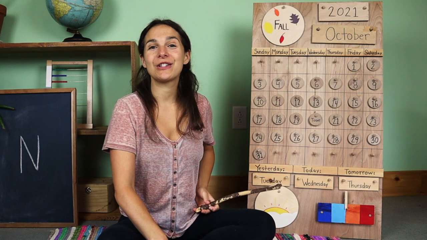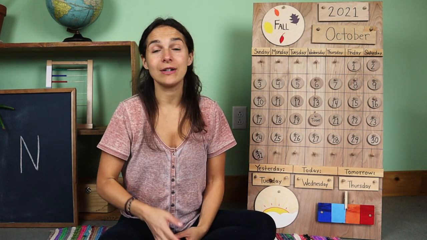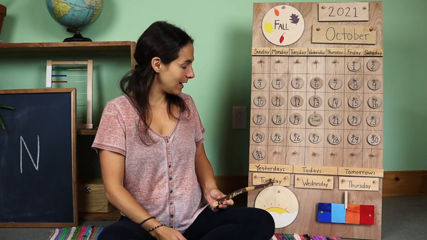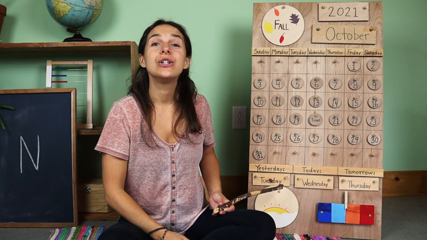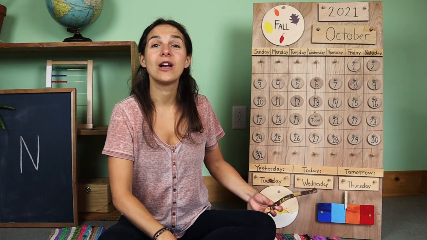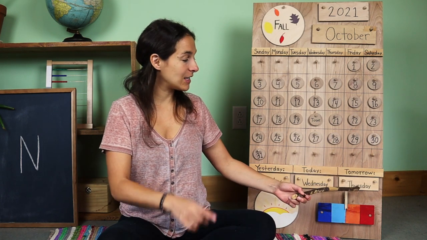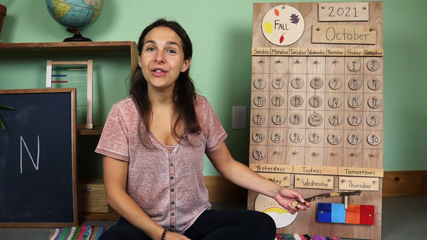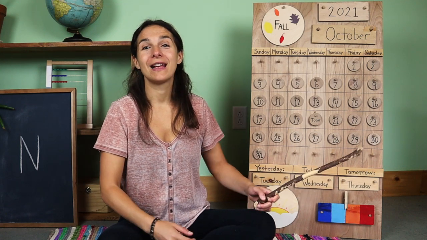Down at the bottom of the chart, we have the days of the week to go over. So listen for the sound that the day starts with, and you can tell me what the day is. This says that yesterday was T. Tuesday. That means that today is W. Wednesday. And tomorrow will be Th. Thursday. Let's sing Today is Wednesday together.